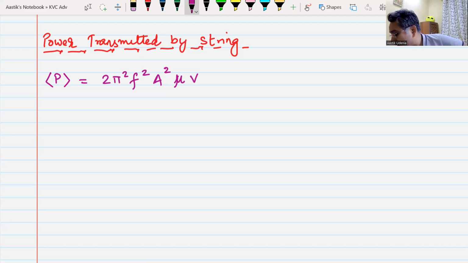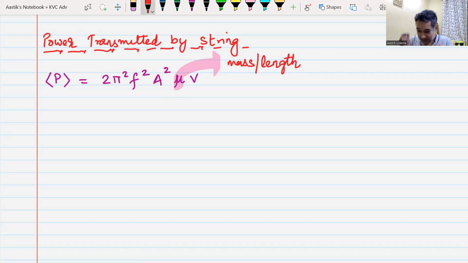2 pi square f square a square mu v. What is mu? Mass density. Mass per unit length of this. Mu is mass per unit length, remember. Sir, if it is given as area, we can consider area also. Normally in a string, it will be given as mass per unit length. We'll come to that. What will be given? V is what? V is the wave velocity. Yes or no? V is the speed of the wave. Do we understand this?